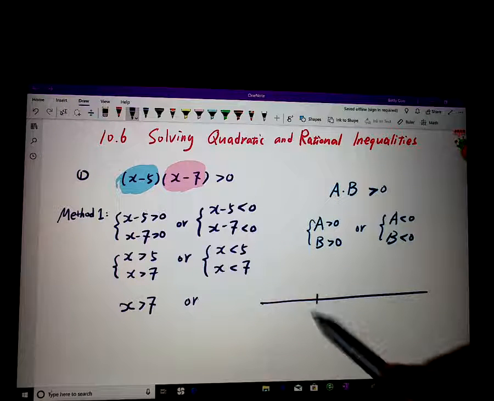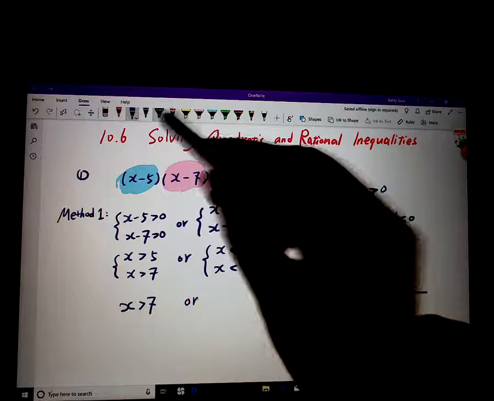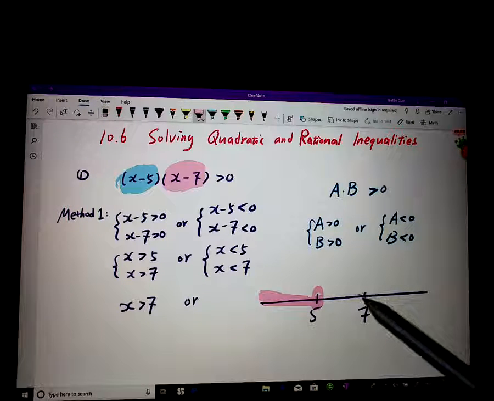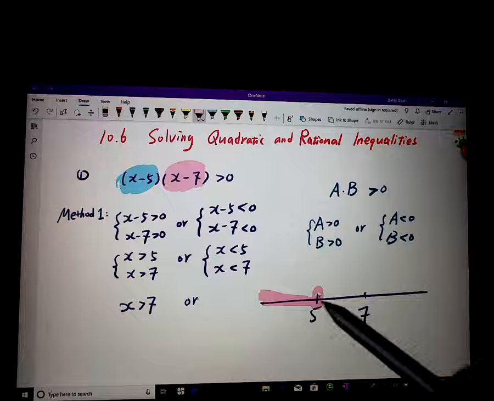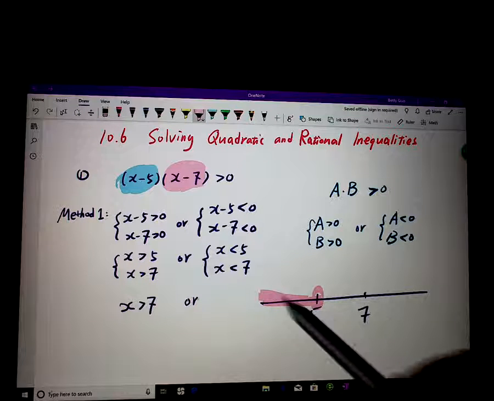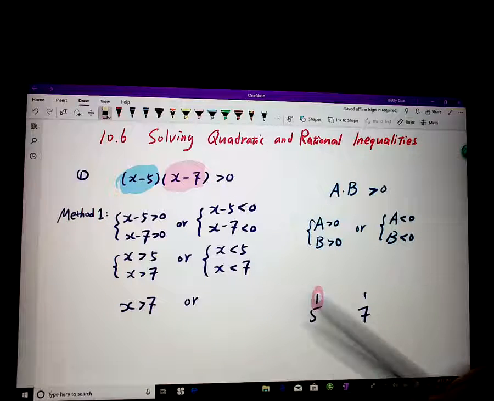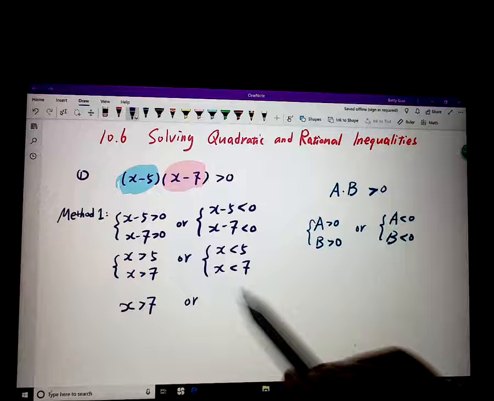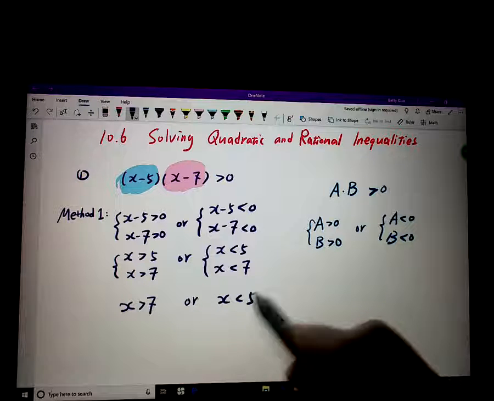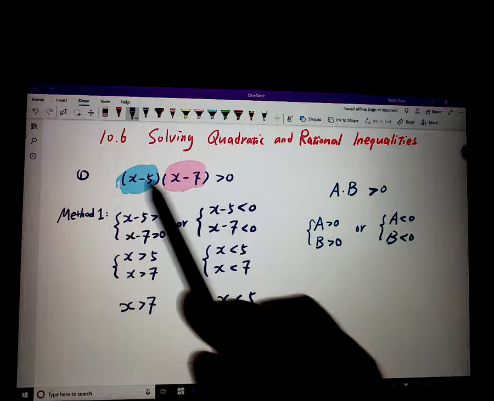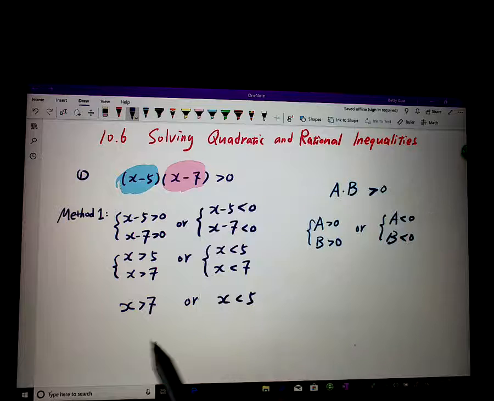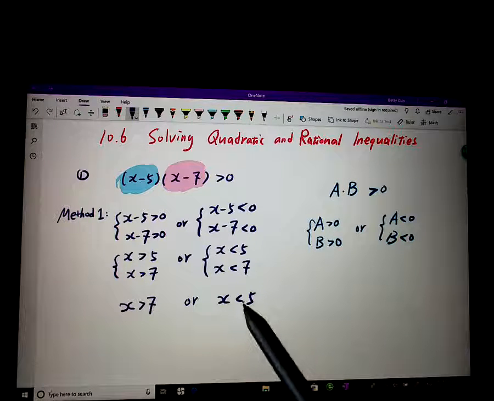So if this is a real number line, this is 5, this is 7. If the number is less than 5, to the left of 5, it must be less than 7 as well. We're taking the intersection of all the real numbers less than 5 and all the real numbers less than 7. We take the overlapping part, we have x less than 5. As I mentioned, if the number is less than 5, of course, it will be less than 7. So the solution set of this system is x less than 5. So we have the solution set of the original quadratic inequality: x bigger than 7 or x less than 5.